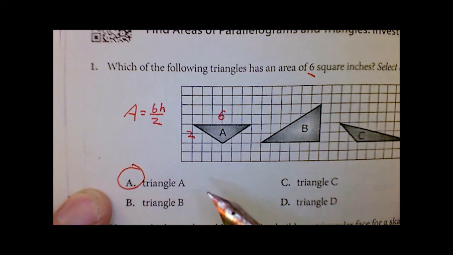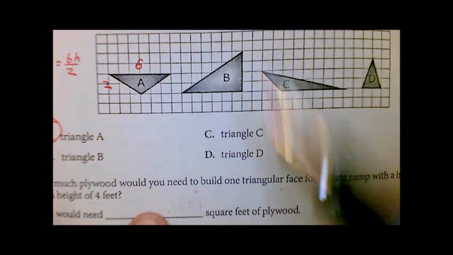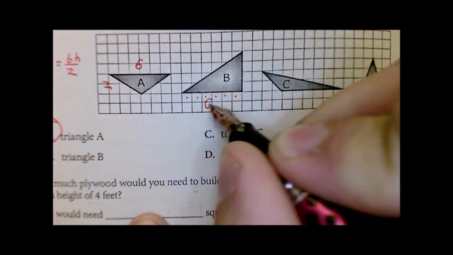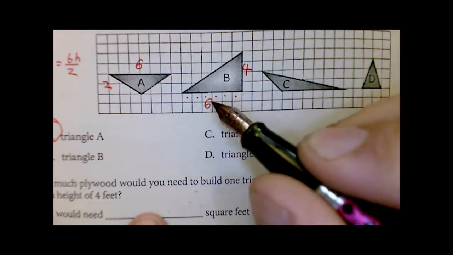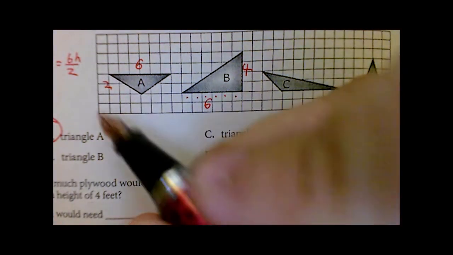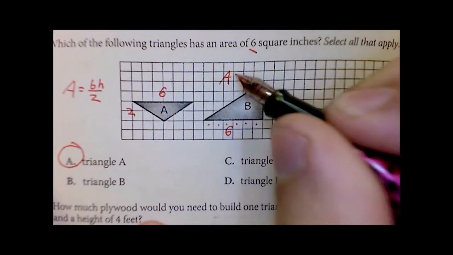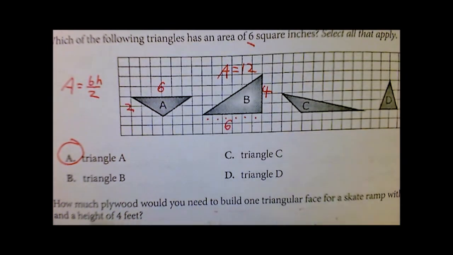I can circle it. Option B. It's clearly too big, but let's make sure. It has a base of also 6 and a height, this time, of 4. Now 6 times 4, that's going to give me 24. And then 24 divided by 2 is going to give me an area of 12. So I'll just write that out so I don't forget. Area is 12, which is frankly too big.